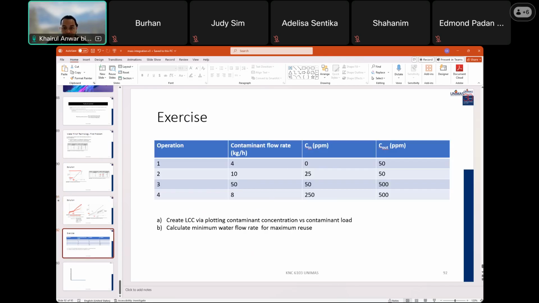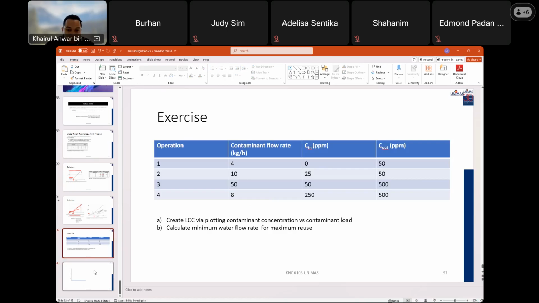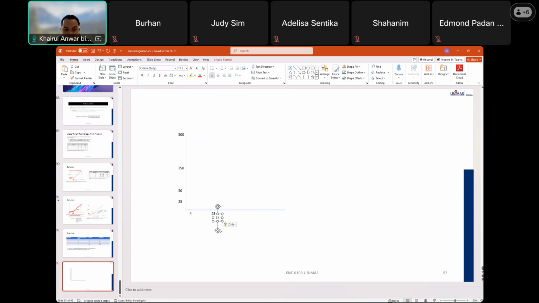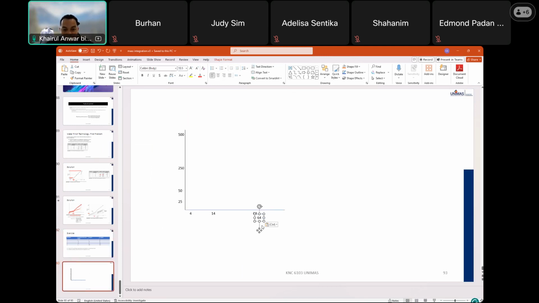Okay, so it starts with 0 to 4. Then we have 4 here, and 14 is a cumulative. 64 plus 1 is 72. Alright.